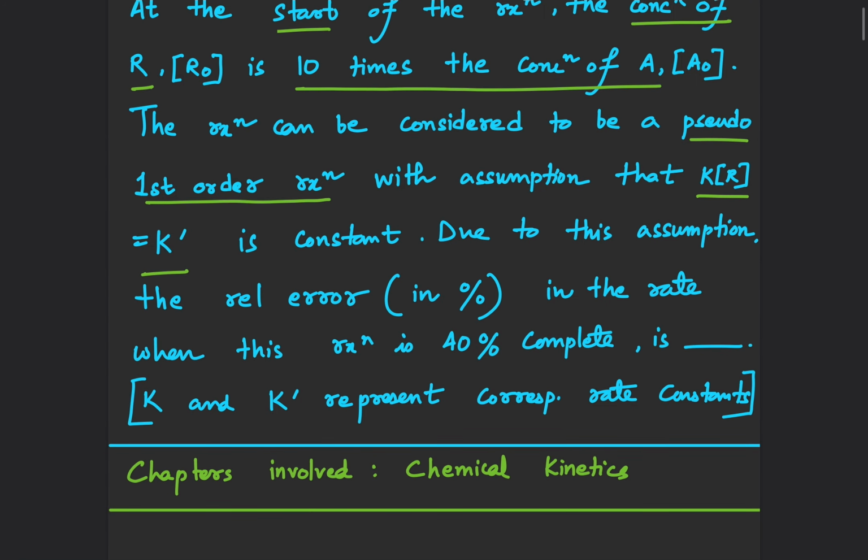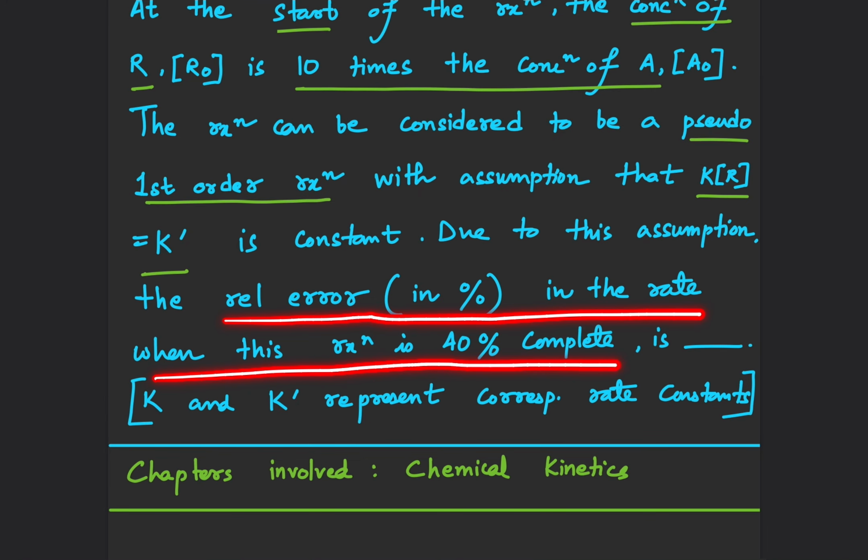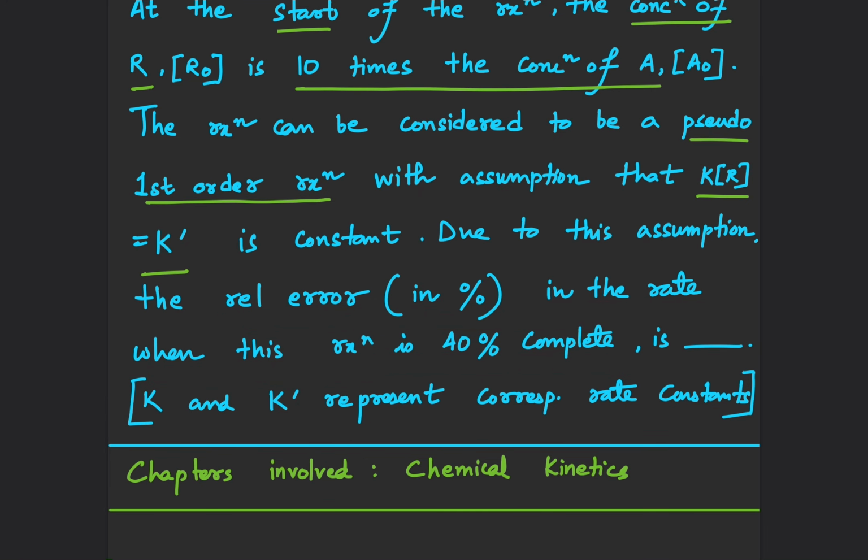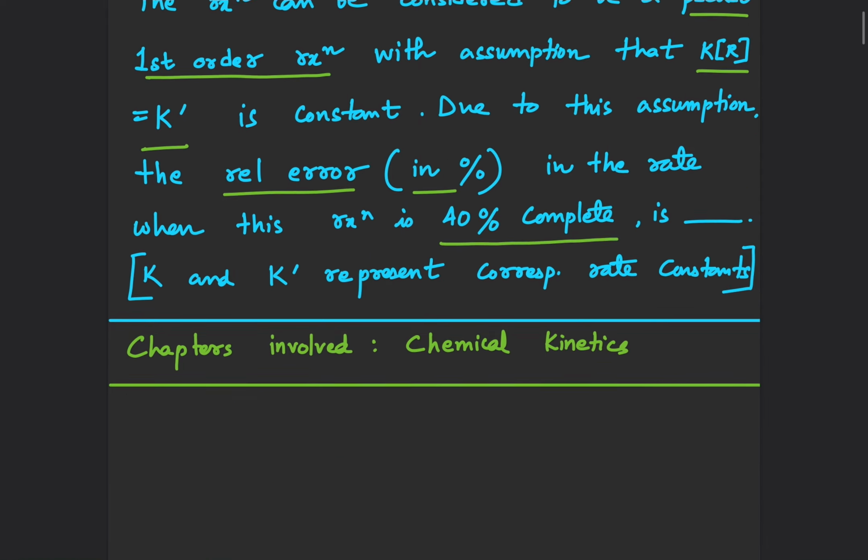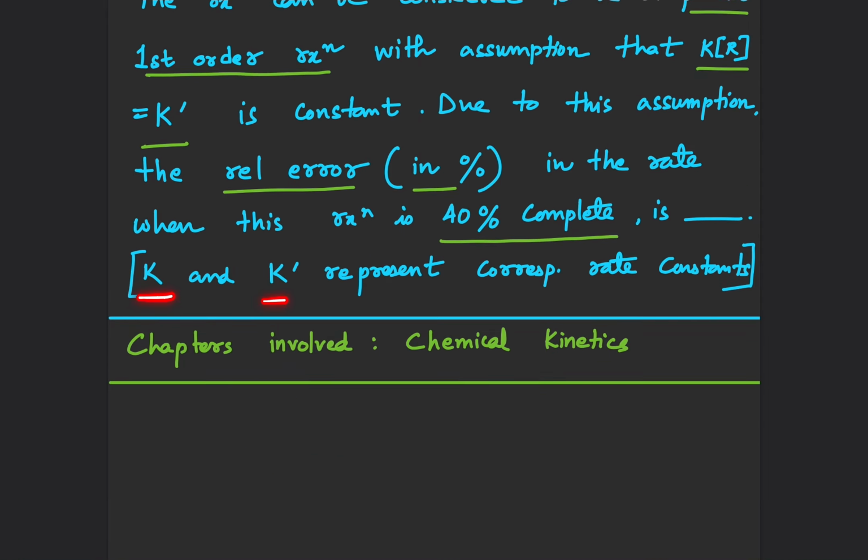k dash is constant. Due to this assumption, the relative error in percentage in the rate when this reaction is 40% complete, important, the relative error in percentage when the reaction is 40% complete. Okay, and k and k dash represent the corresponding rate constants. Cool. The chapter involved is chemical kinetics.